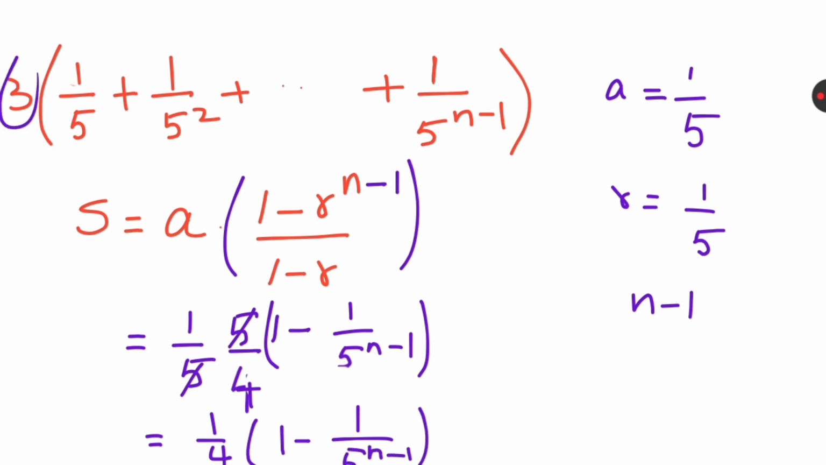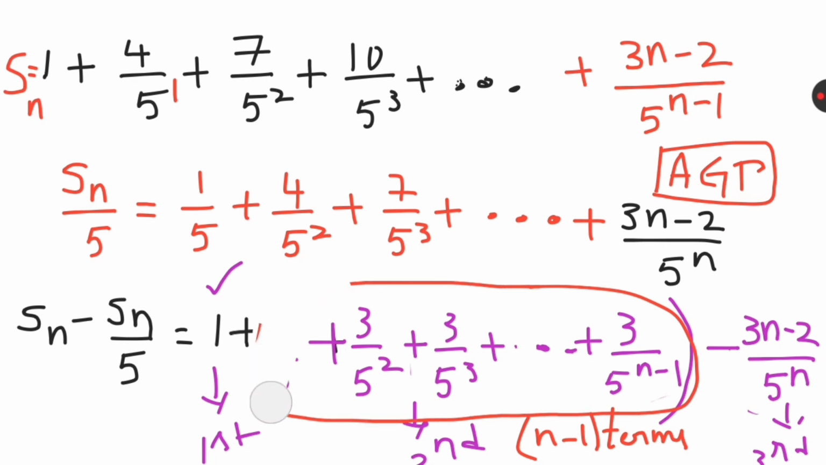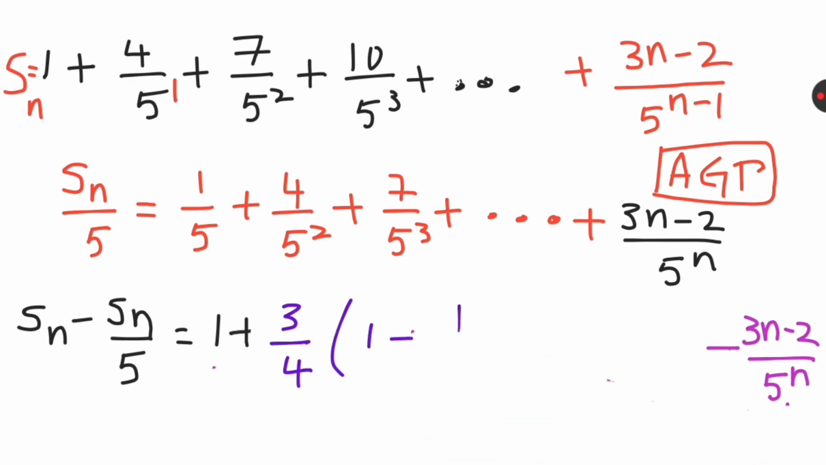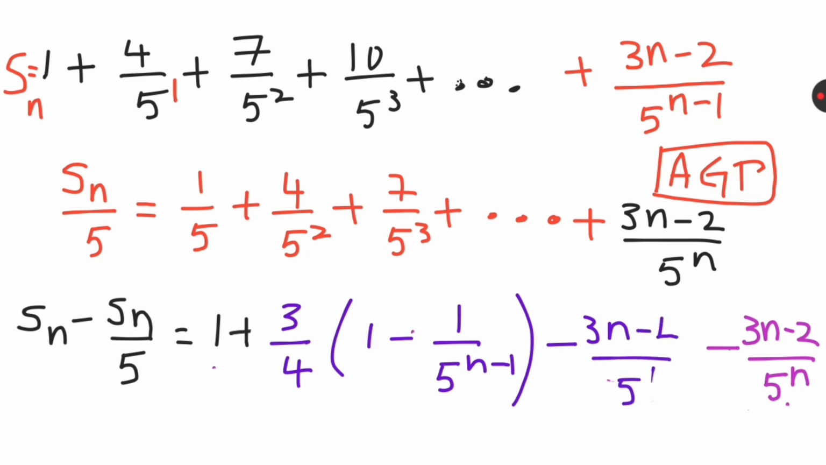And here we have a 3, so let's take 3 here. So the second part is going to be 3 over 4 times 1 minus 1 over 5 power n minus 1. So this is going to be 3 over 4, 1 minus 1 over 5 raised to the power of n minus 1. This is the n minus 1 terms part, and the nth term is 3n minus 2 by 5 power n.